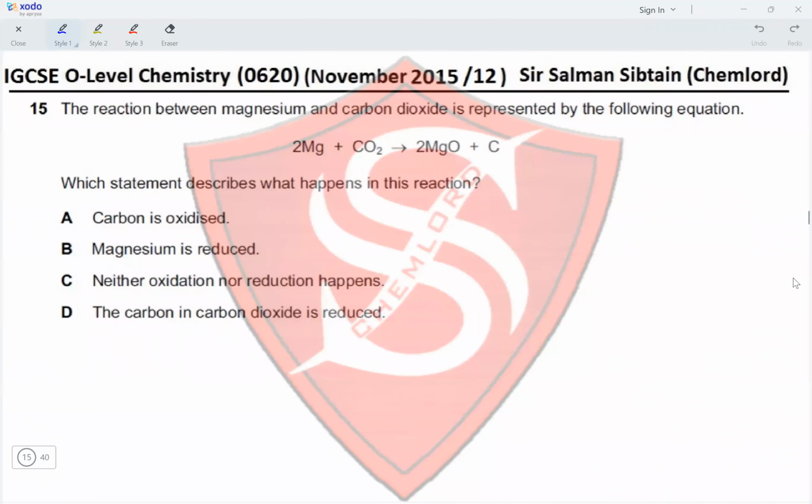Question 15. The reaction between magnesium and carbon dioxide is represented by the following equation. Magnesium plus carbon dioxide gives magnesium oxide plus carbon. Which statement describes what happens in this reaction? Carbon is oxidized. So in carbon dioxide, oxygen has a charge of -2, so a total charge of -4. To balance this, carbon has a charge of +4, and it goes to elemental carbon, which will have a charge of 0. So going from +4 to 0 is reduction and not oxidation.